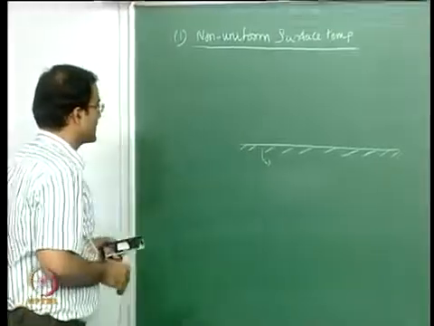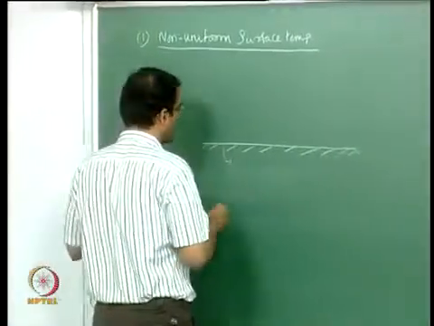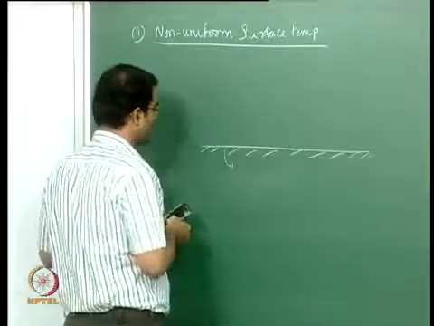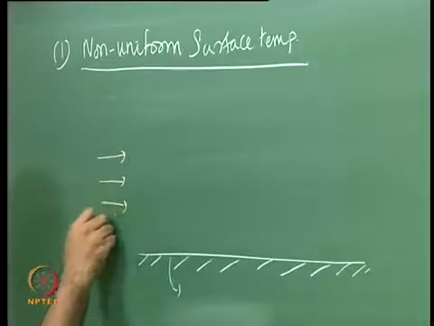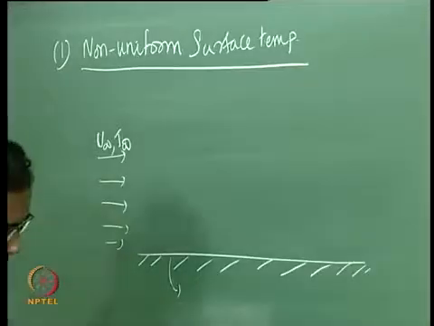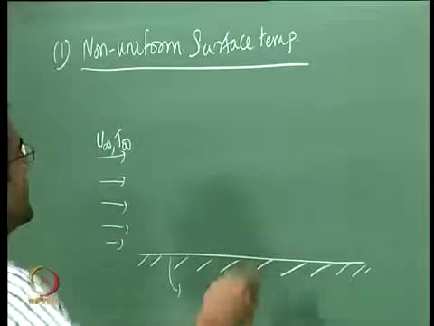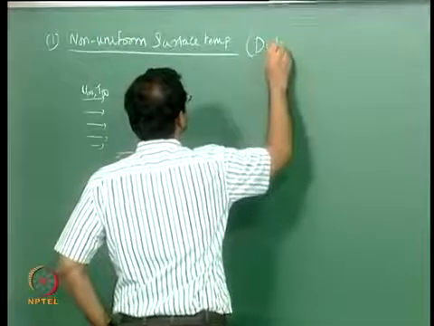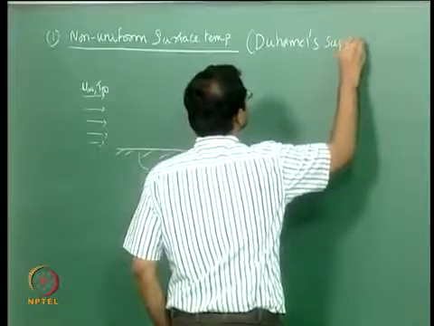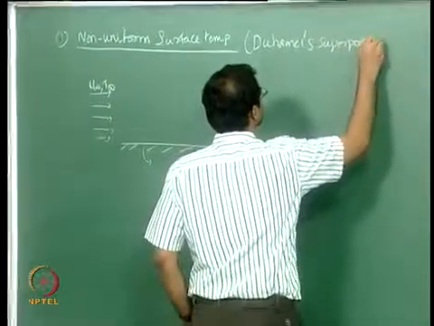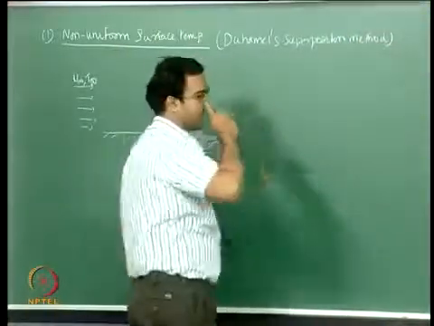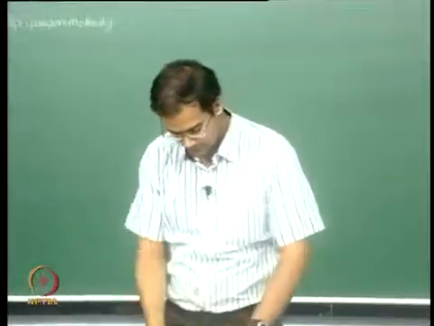Okay, so here you can consider a flat plate where your temperature is varying in an arbitrary manner, and of course you have your free stream velocity and free stream temperature. We will look at a particular technique called the Duhamel superposition method for solving this problem. Okay, so the specified condition is something like this.